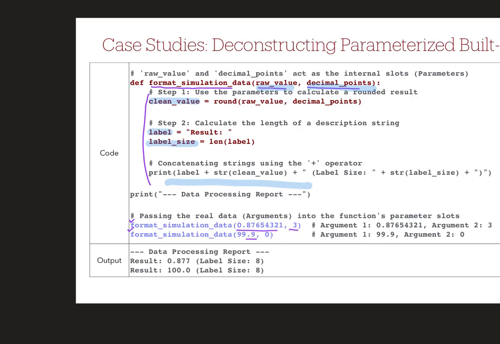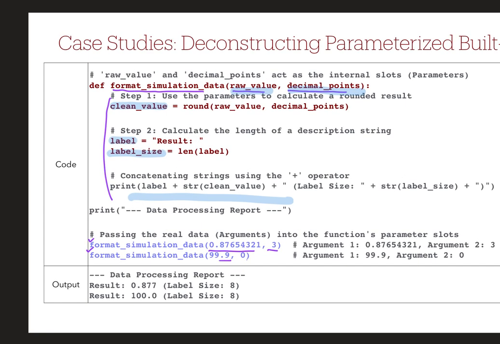So if I call that function with, say, these two numbers, then you see some output. If I call that function with different values, then you get different output. So that's what happens. Here is one example.